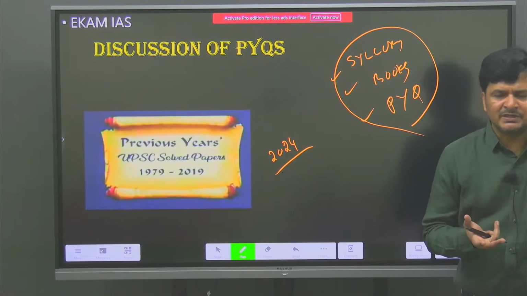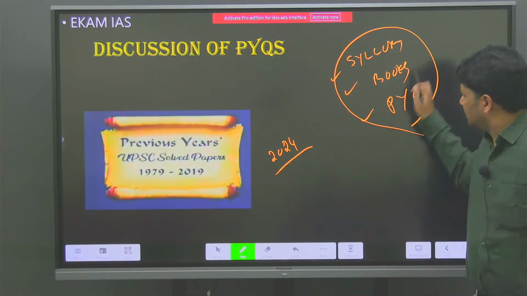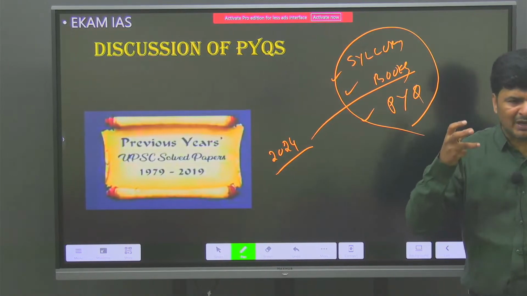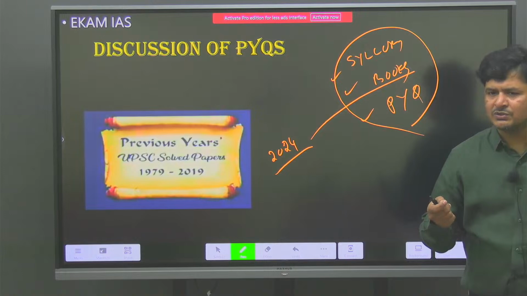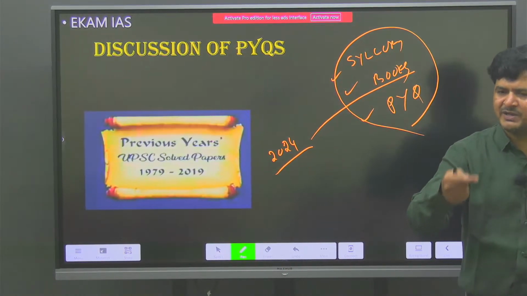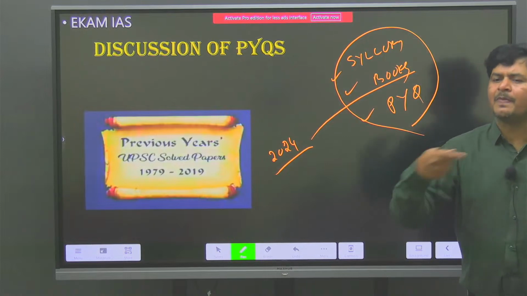Unless you know the syllabus, you can't read books. So when you learn the syllabus by heart, or when you understand the syllabus while you're reading books, you can easily understand, okay, this particular point which is mentioned in the syllabus, let me read a little bit more.